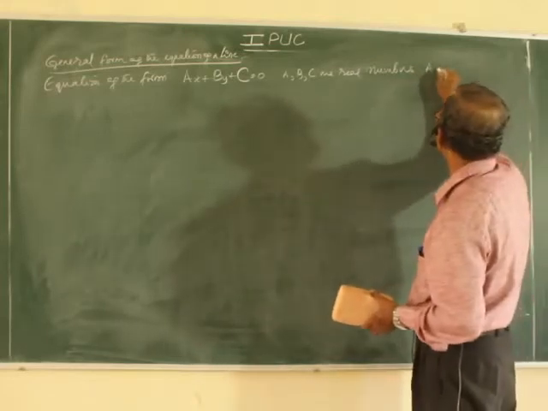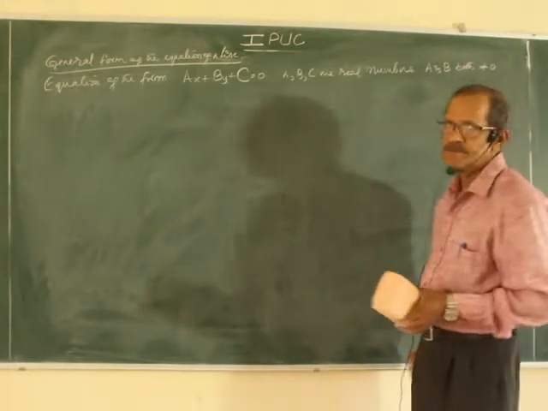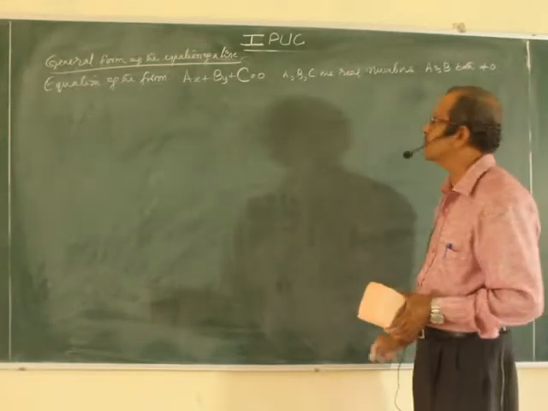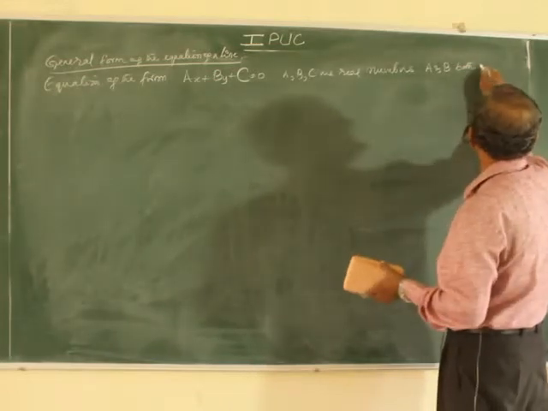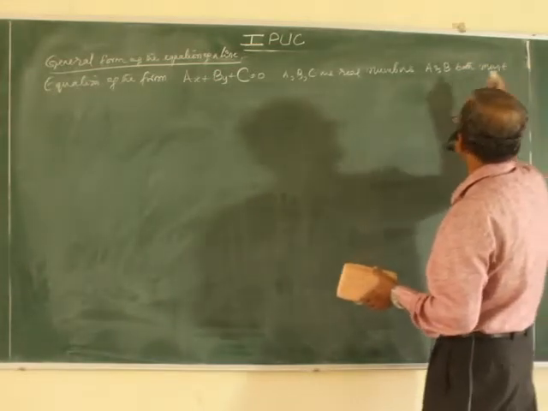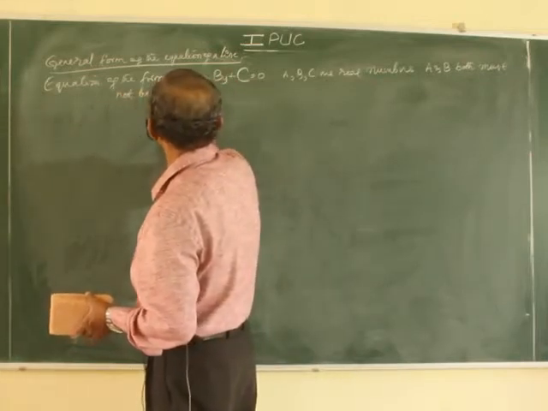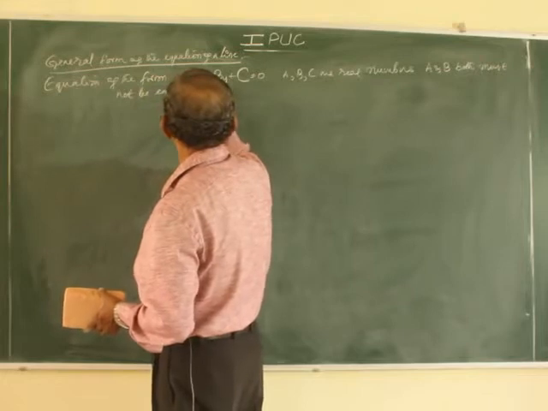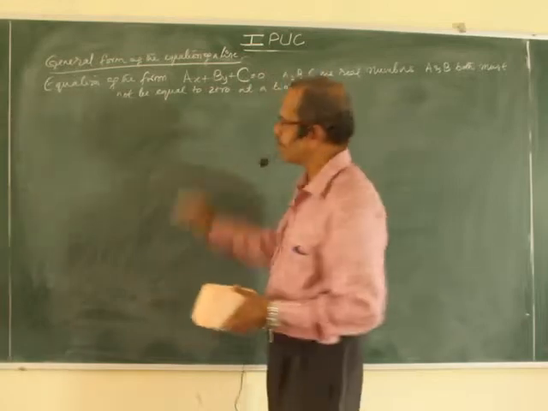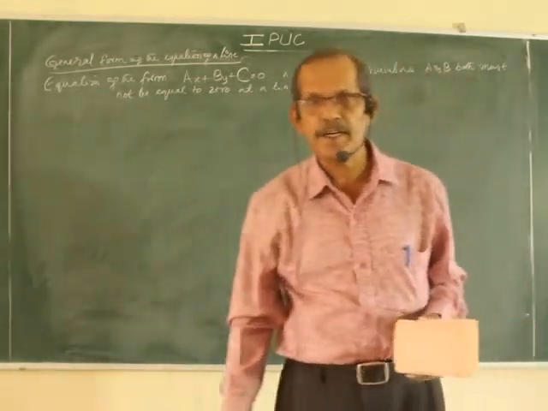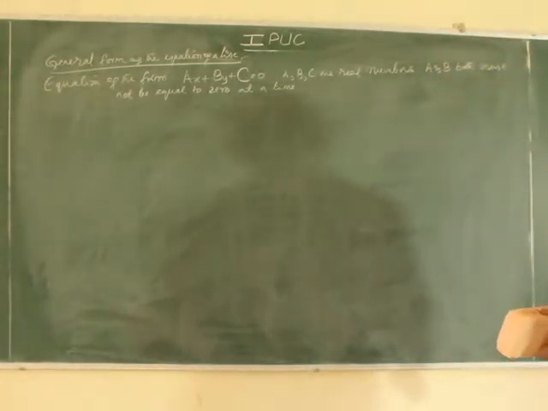A and B both not equal to 0. At a time they must not be equal to 0. A and B both must not be equal to 0 at a time. In the same equation you cannot have both zero, then it is meaningless. That's why it is stated that A and B both must not be equal to 0 at a time.